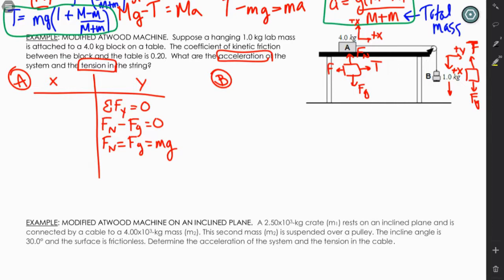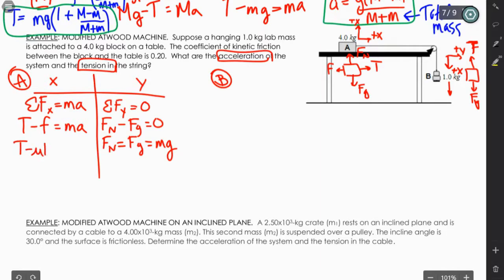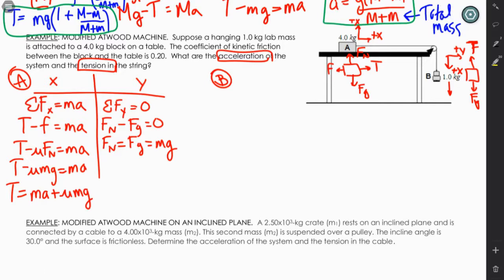Okay, in the X direction, the sum of the forces in the X direction is equal to MA. So I'm going to have tension positive, friction negative, equal to MA. So T minus mu Fn equals MA, then T minus mu Mg equals MA, and I'm going to solve this for T. So it's going to be MA plus mu Mg. I'm going to solve that for T because I'm going to use a different systems of equations technique than I did in the previous video.